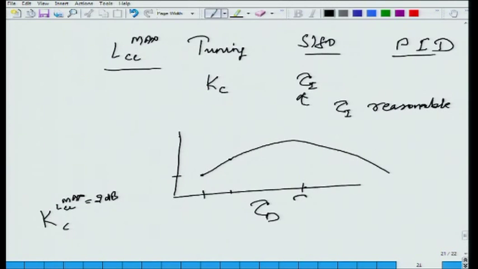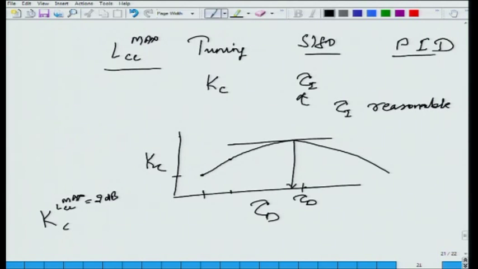So, this is the value of tau D that allows me to maximize my Kc without too much oscillatoriness, because at each of these values of tau D I am calculating Kc so that the LCL max is 2 dB. So, this is my appropriate value of tau D. Okay. This is called maximum closed loop log modulus tuning, and you can use it for PI and PID controllers. You can also use it for a P controller, there is no tau I there, just adjust Kc so that your closed loop log modulus turns out to be 2 dB.